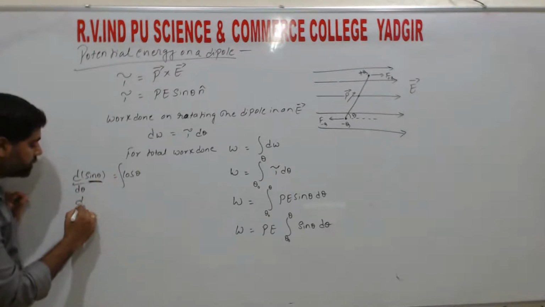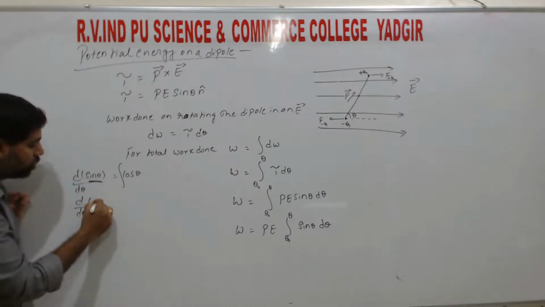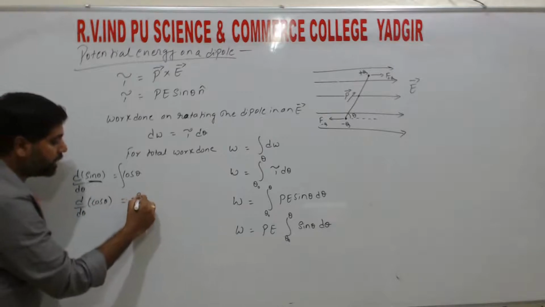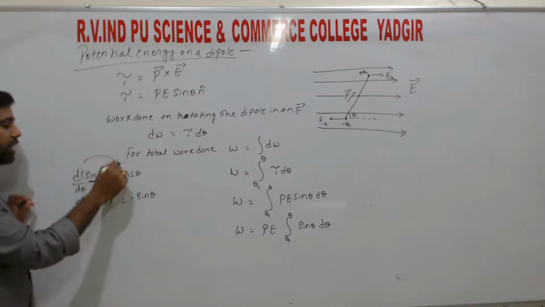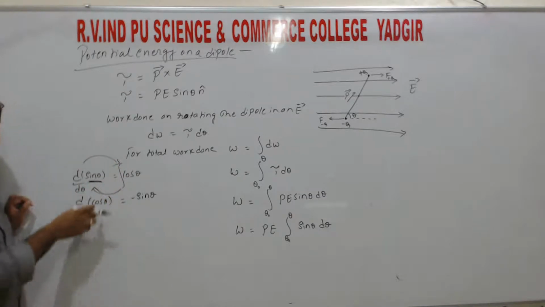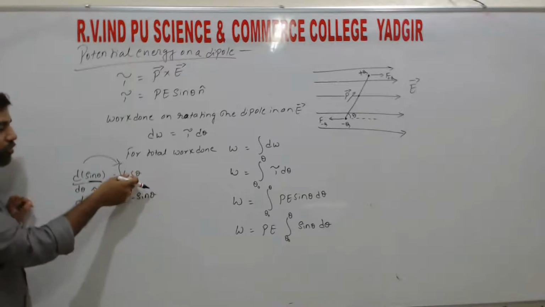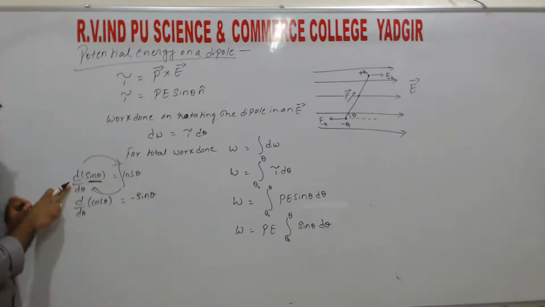In a similar way, d by d theta of cos theta gives minus sin theta. You know differentiation and integration are reversible processes, right? If we differentiate one value and get another, then integrating that value gives back the same value, right?